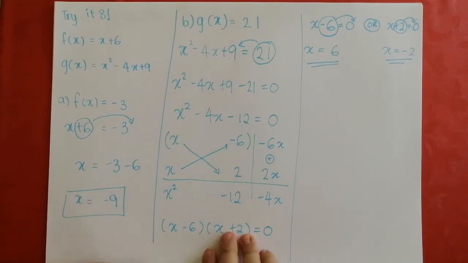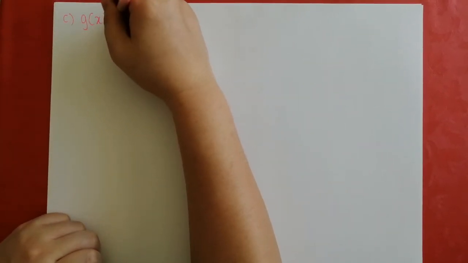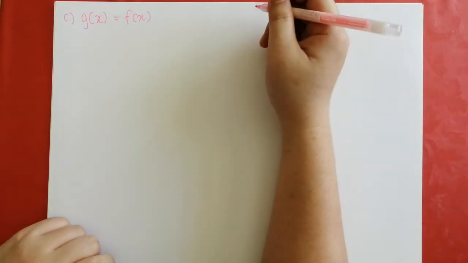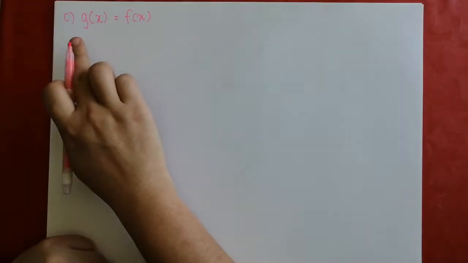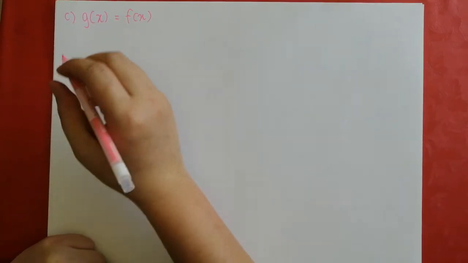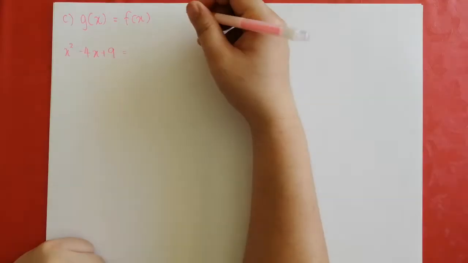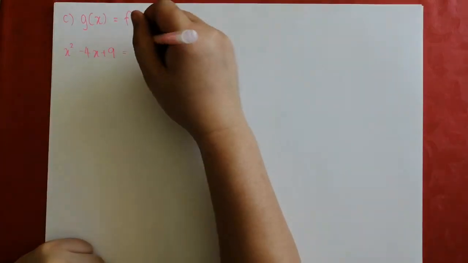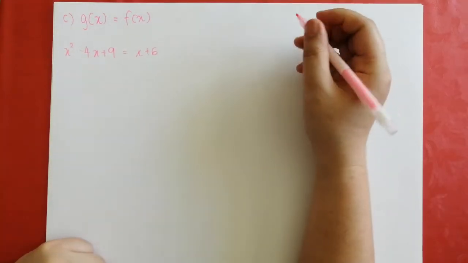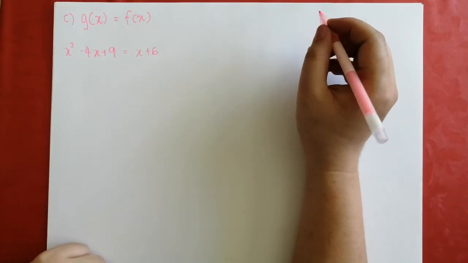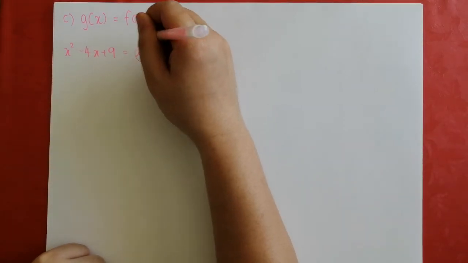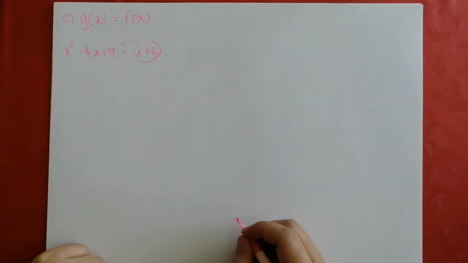Okay, so let's move on to part C. Let me go to a new page. Part C asks you to solve function g equals function f. So first, let's change our function g to the quadratic x squared minus 4x plus 9, equals our function f, which is x plus 6. Remember, in order to solve this, we want to equate it to 0. So let's bring all the x plus 6 to the left-hand side.